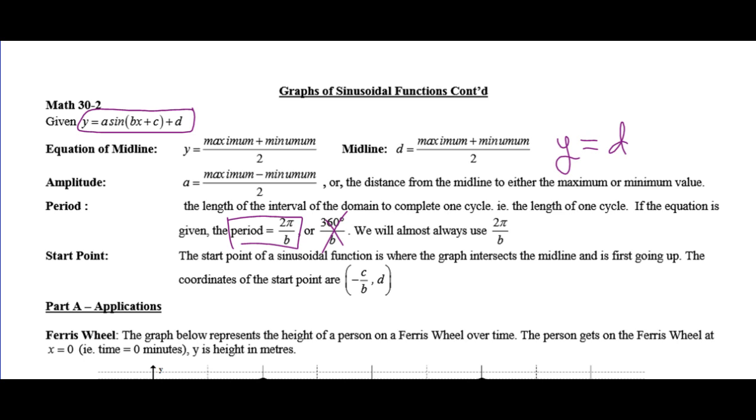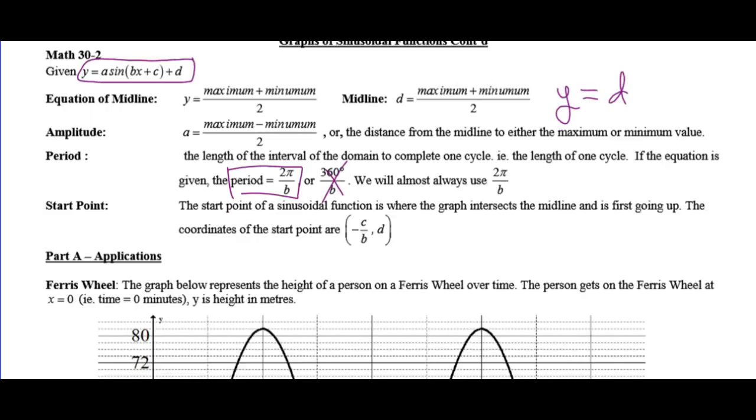So your y value has to be the value of the midline. And your start point, if you're given the equation, you take the negative of the c value and divide it by the b value. That will give you the x coordinate of the start point. So we will play with that a little bit today.